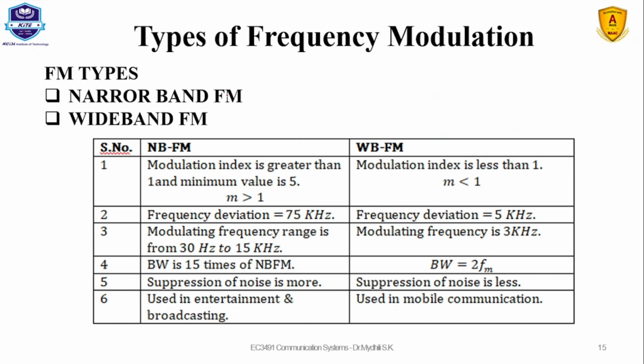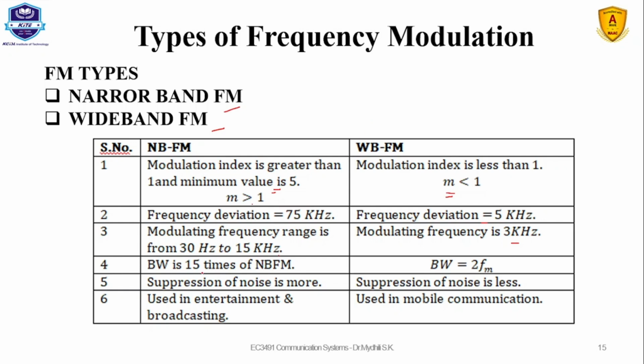Coming to the types, frequency modulation is divided into two types, narrowband FM and wideband FM, based on the modulation index. Here the modulation index is always greater than 1 and the minimum value will be 5 in the wideband case, whereas for the narrowband case it will always be less than 1. And here the frequency deviation will be 75 kilohertz, whereas there it will be 5 kilohertz. The modulating frequency range is 30 hertz to 15 kilohertz in wideband FM, whereas the modulating frequency range is up to 3 kilohertz in narrowband FM.